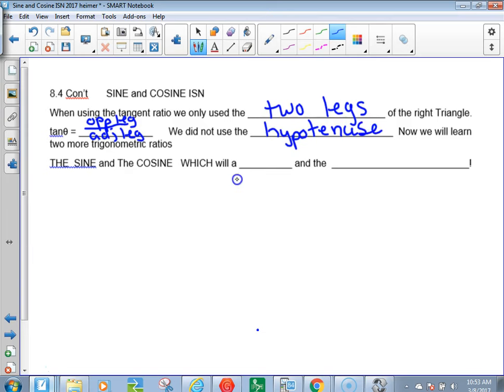Now we will learn the sine and the cosine, which will use a leg and the hypotenuse. I did a typo there, I forgot the word use. Okay, anybody still need this?